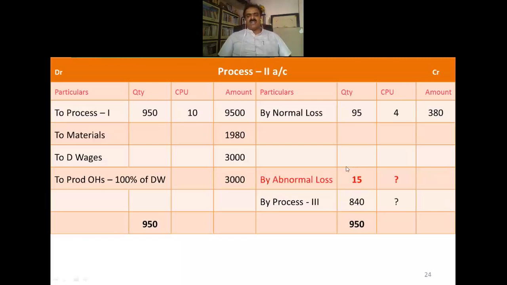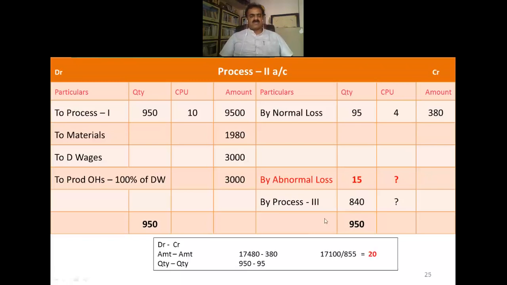In order to find this abnormal loss, we deducted 950 minus 840 minus 95, therefore 15 units. Now we need to calculate the per unit rate and the amount for this abnormal loss in process 3. For this, I have invented a simple technique to calculate the per unit rate. The simple process is debit minus credit: amount minus amount, quantity minus quantity.